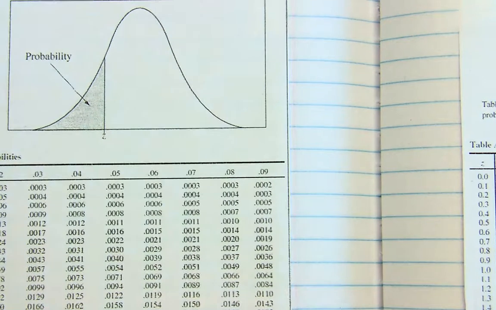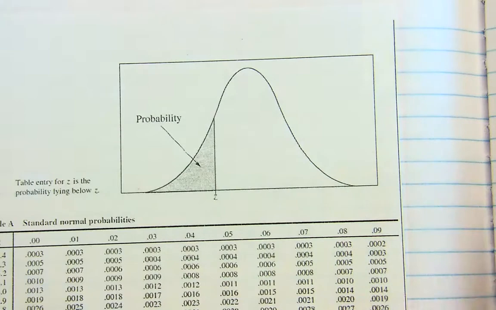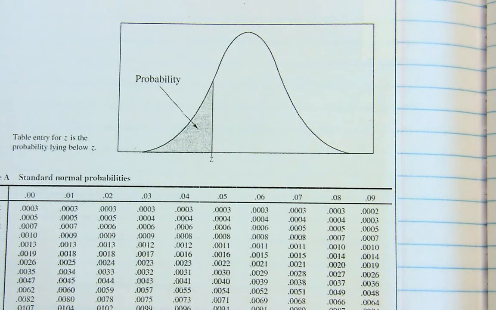So, I don't know if you want to make a note over here or something, but remember, the only time you subtract from 1, because people start subtracting from 1 at various times, the only time you subtract from 1 is if it's shaded to the right. Anything shaded to the right, subtract from 1.